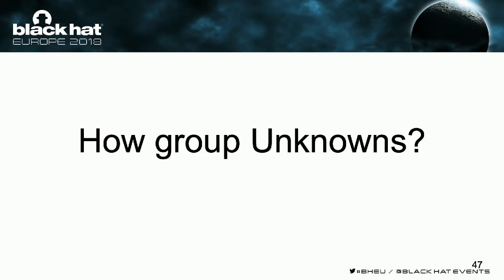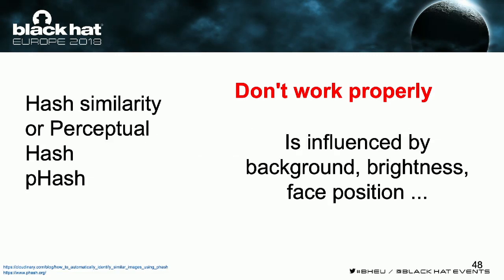The other hard part. In this part, we use three kinds of algorithms. The first one is a hash similarity, or perceptual hash, called p-hash. P-hash is very famous because it's useful in detecting brands and logos in fake webs in phishing cases, because it finds the similarity of two images and the output is a number. And if this number is similar, the images are similar. In this case, it doesn't work properly for us because the background, the brightness, and the face position offer different values.